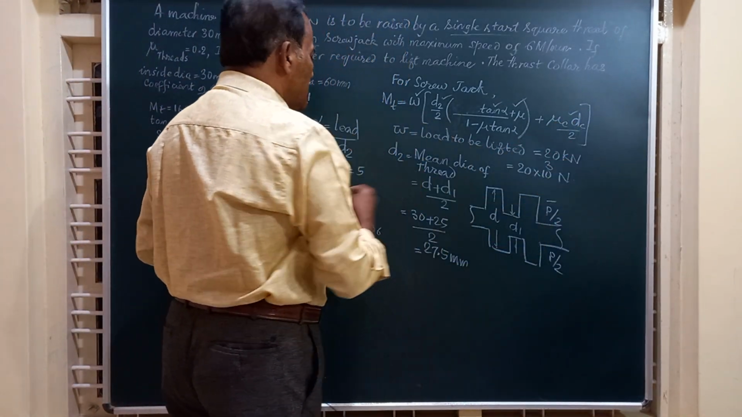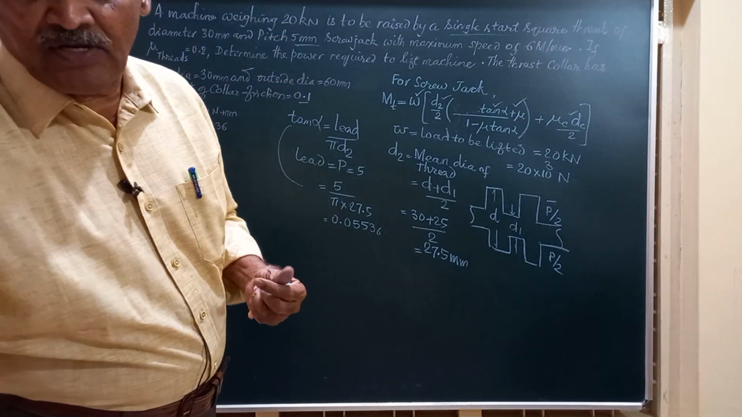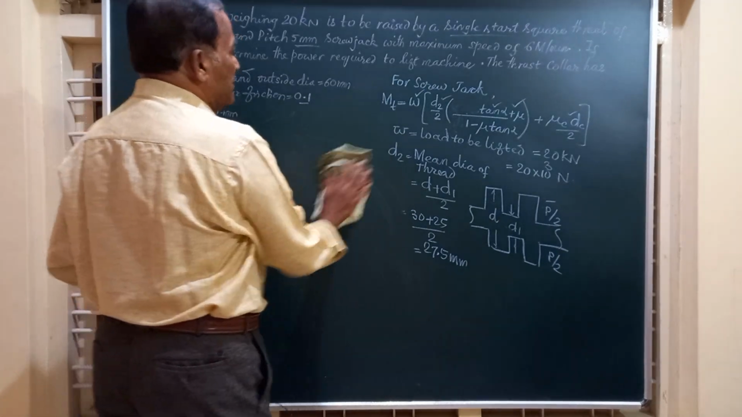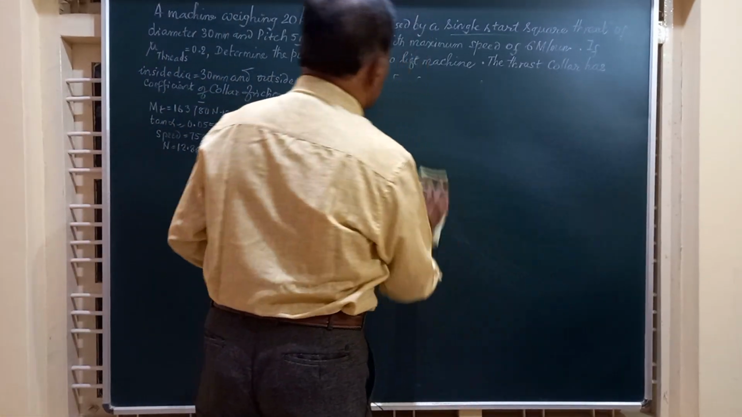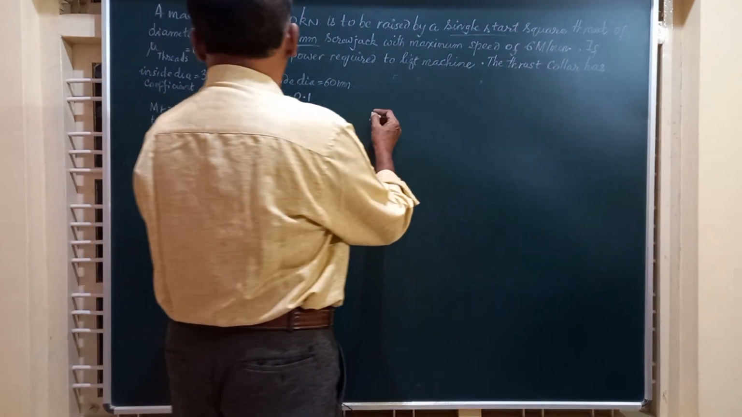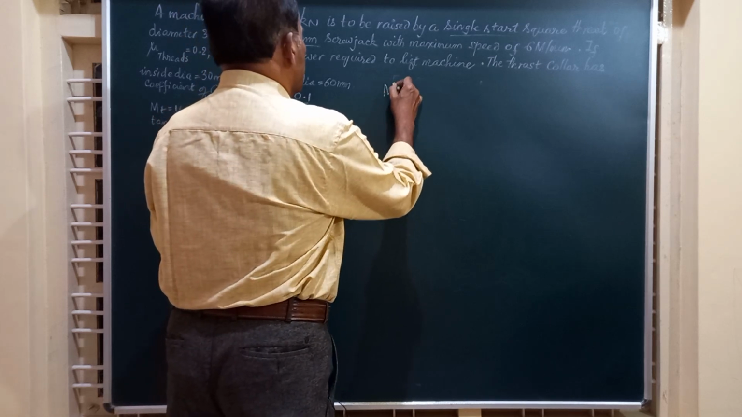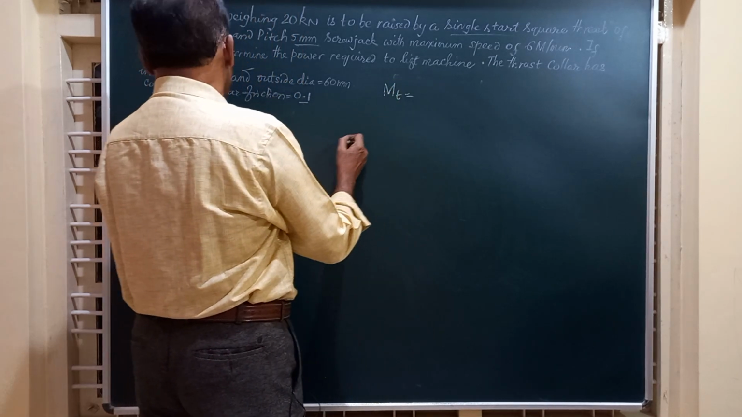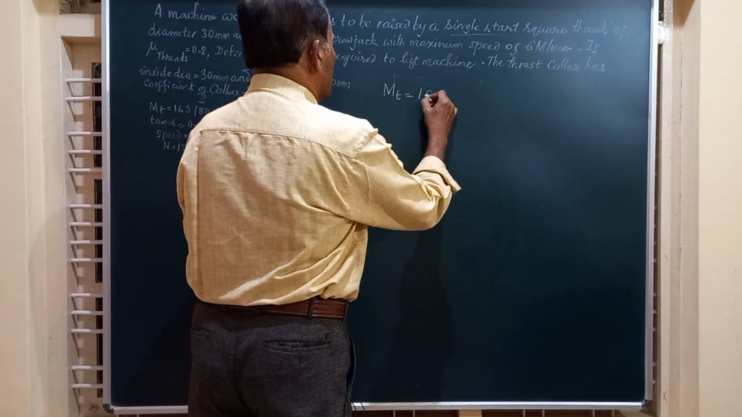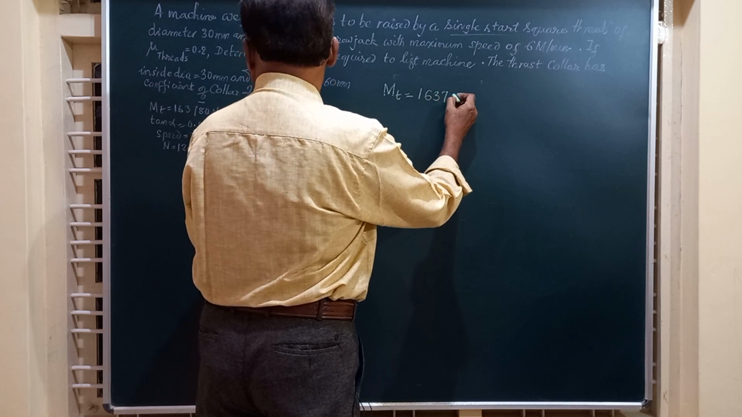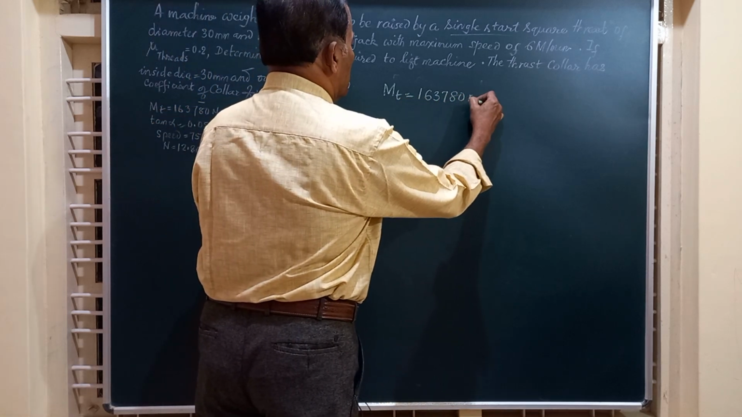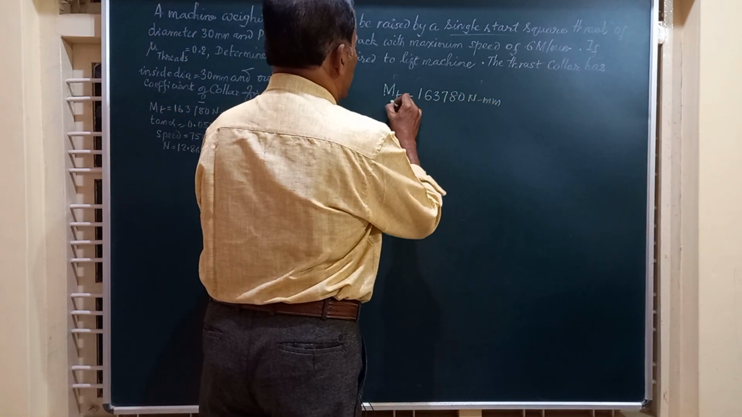So this is also given to us. And friends, with this, we will be able to determine the torque to be transmitted by the screw rod. So friends, if you simplify this, after substitution, MT becomes equal to 163780 Newton millimeter. This is the value of torque we get.